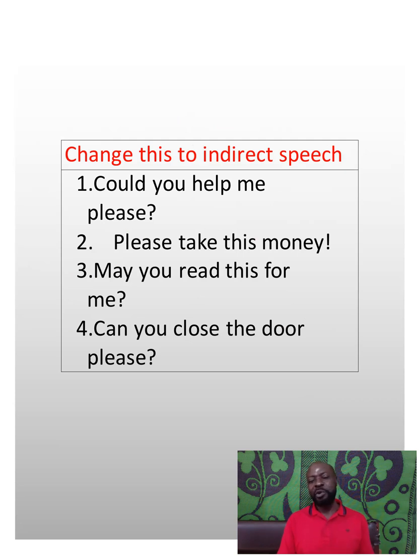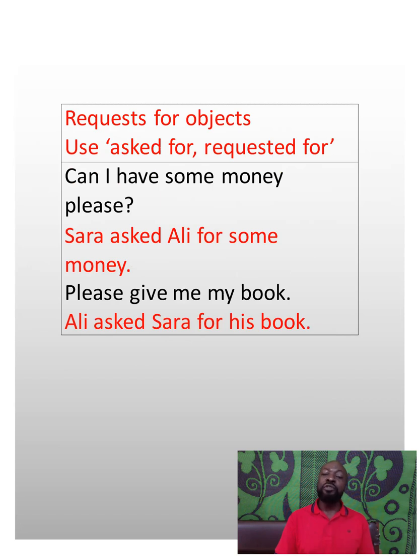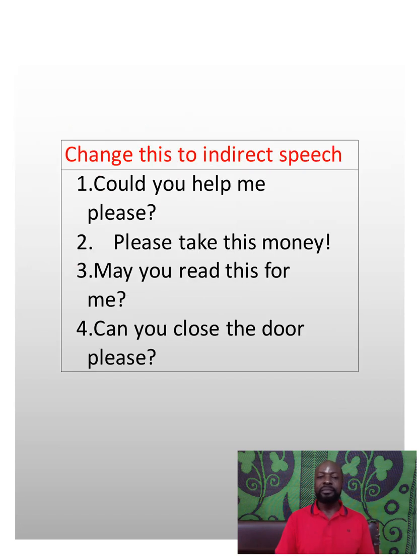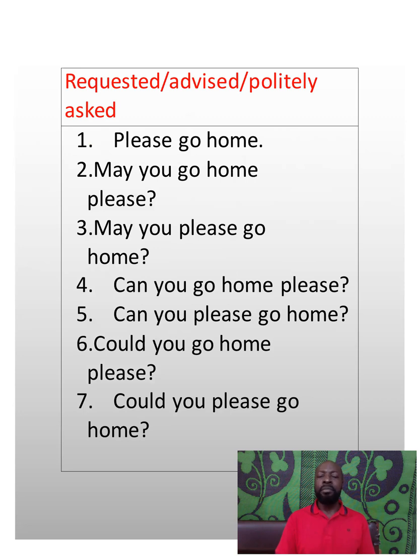Please take. You are not asking for. You are asking to. There is a verb. Please take. Read. Close. You are asking someone to do something. But if you are asking for something, we use for, not to. Go home. Go is a verb. Sarah requested Ali to go. There is a verb, to go.